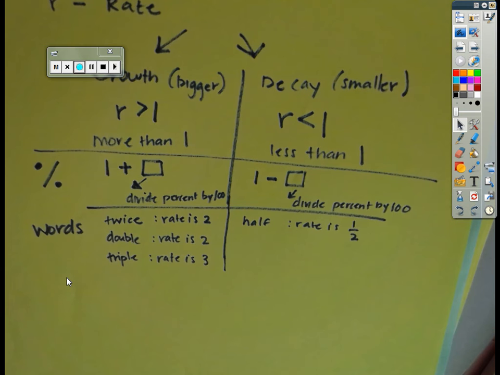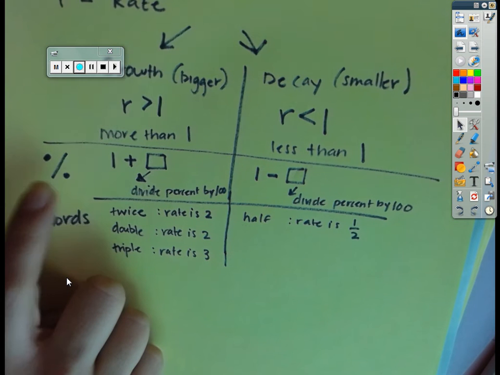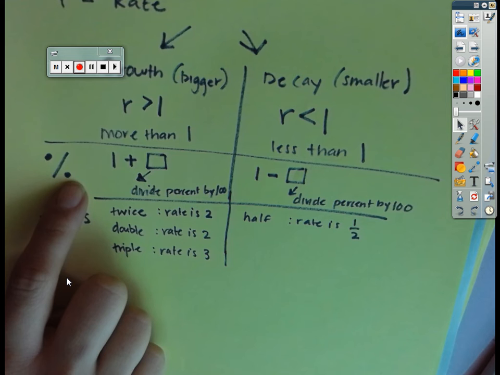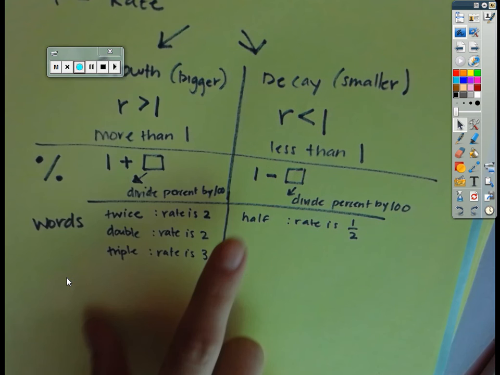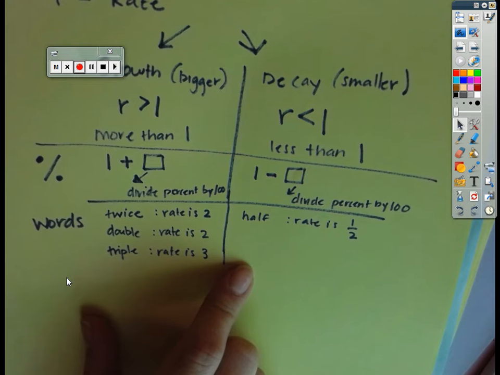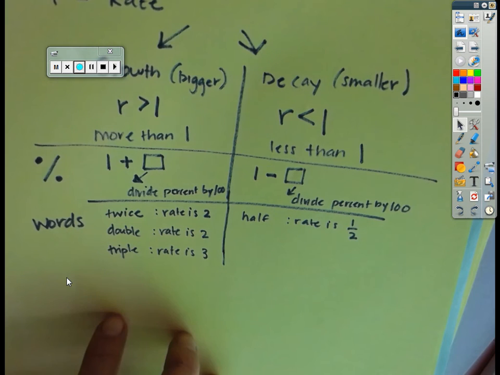So they might give you two kinds of things to figure out the rate. They might give you a percent, or they might give you some words. And here's what you do. There's a difference between the two. We're going to do an example in just a minute so that you can see what I'm talking about.